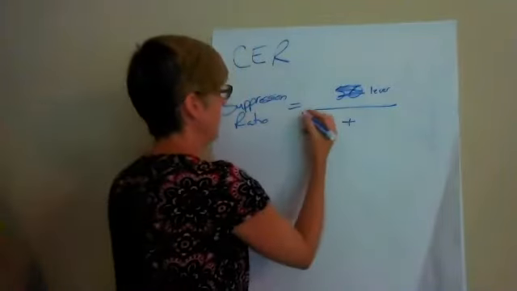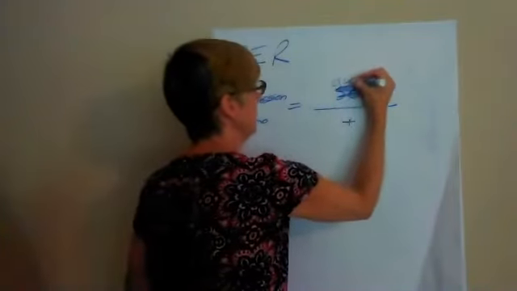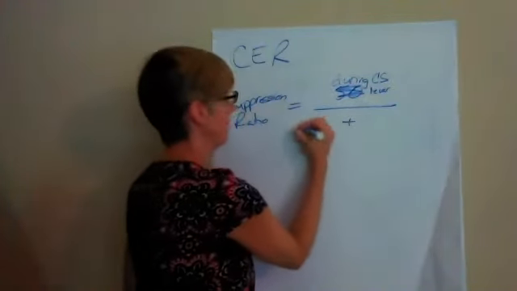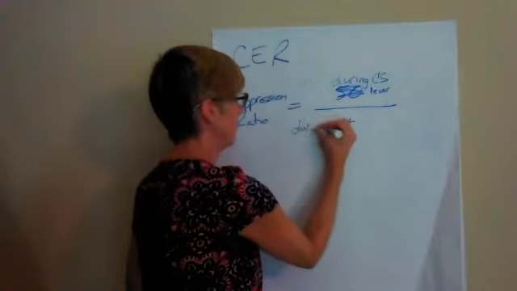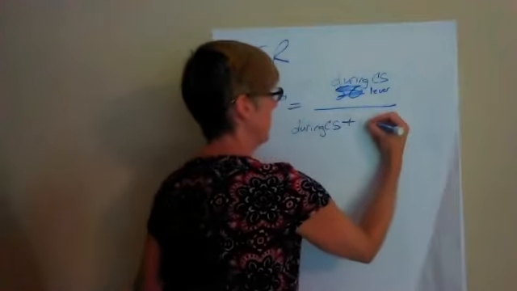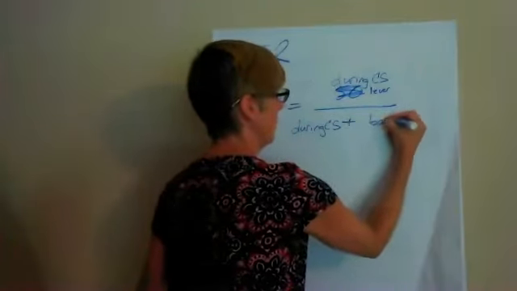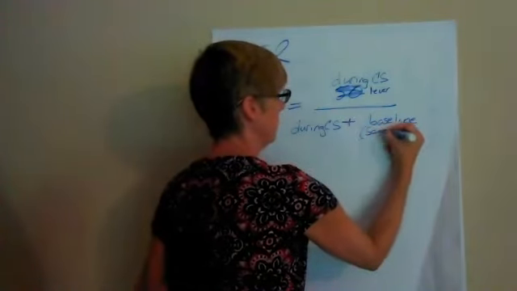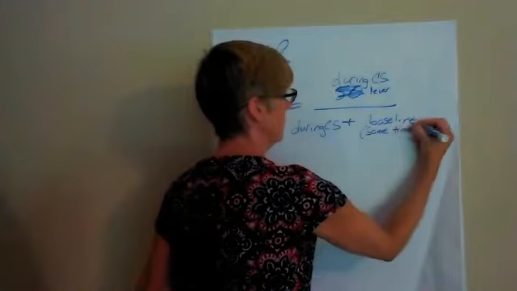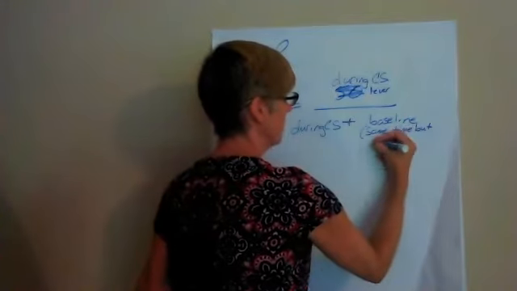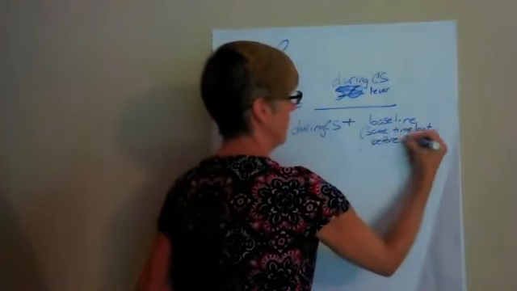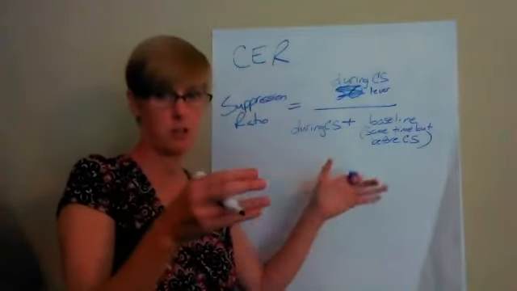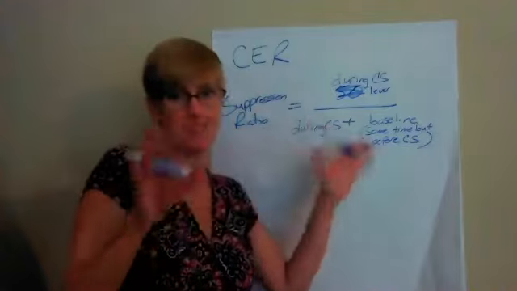Okay, so let's think about that. We'll write it this way: during CS, and on the bottom we have that exact same number during CS, and I'm going to write baseline. So I'm going to put same time but before CS. So how many lever presses does it do during the same duration that the CS is, but when it's not turned on?